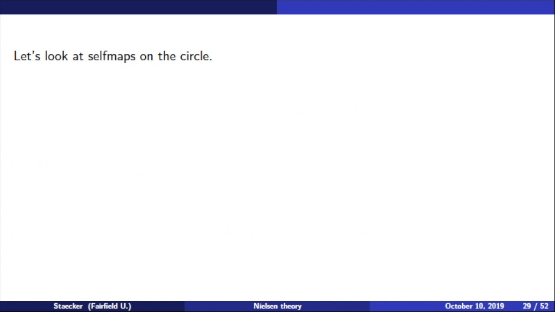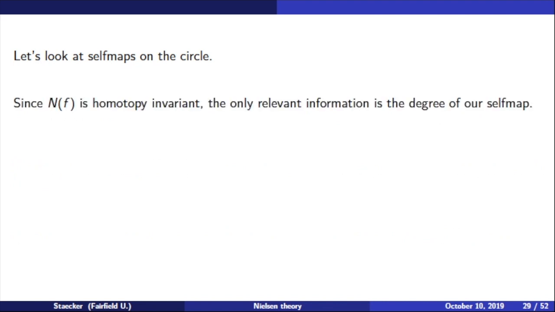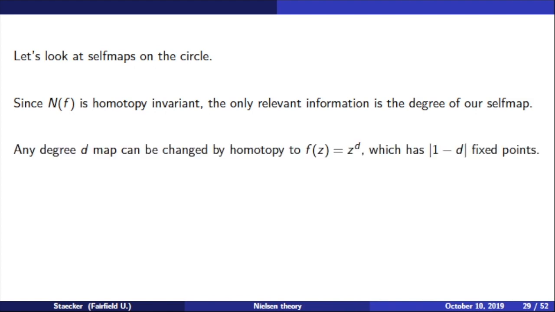Let's just look at self-maps on the circle, all right? The Nielsen number is homotopy invariant. That's automatic because both of those two parts are homotopy invariant. One was the fixed point index, which is homotopy invariant, and the other was the Reidemeister classes, which is purely in the algebra, in the fundamental group. So that's homotopy invariant. If we're talking about the circle, then the only relevant information for homotopy invariance would be the degree. So we should be able to say this just in terms of the degree.